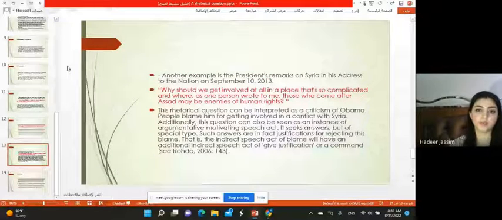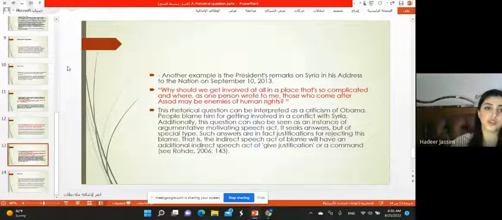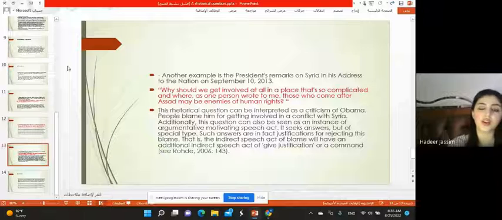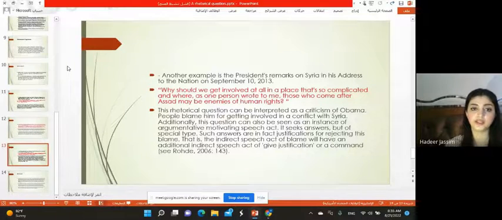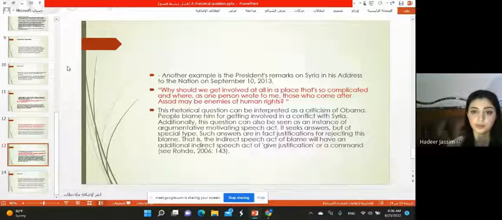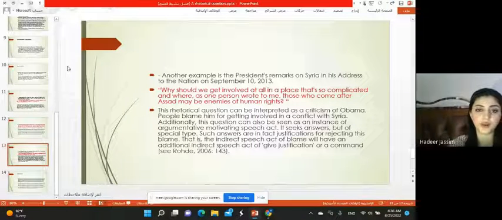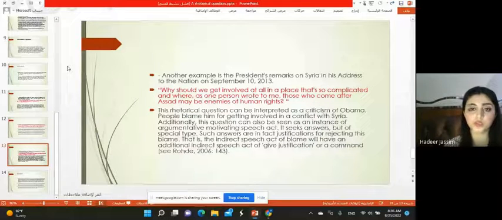Another example is the president's remarks on Syria in his address to the nation on September 10th, 2013, when he said, "Why should we get involved at all in a place that's so complicated?" And, "Whereas one person wrote to me, 'Those who come after Assad may be enemies of human rights.'" This is another rhetorical question, which can be interpreted as a criticism of Obama. People blame him for getting involved in a conflict with Syria.